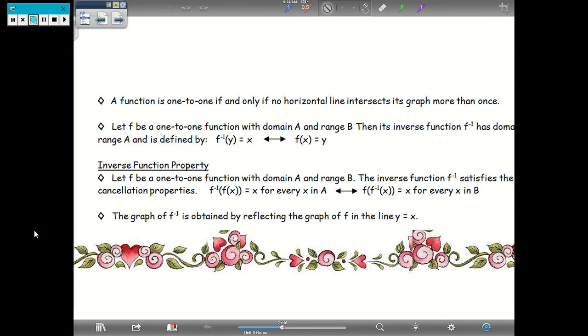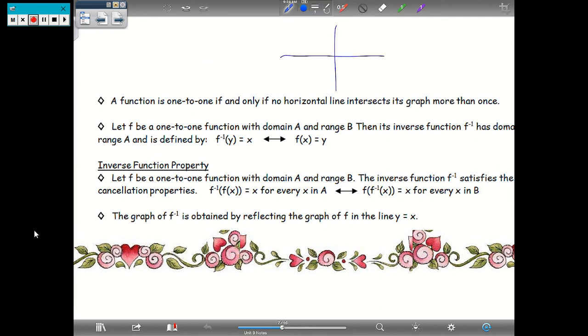So let's first talk about one-to-one functions. You've been talking about functions for years. Do you remember the test for a function? What's the test for a function? There's a vertical line test, right? And there's also a numeric test. But basically, if we had a graph, let's look at an example.